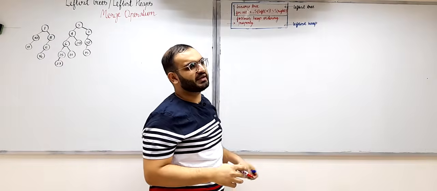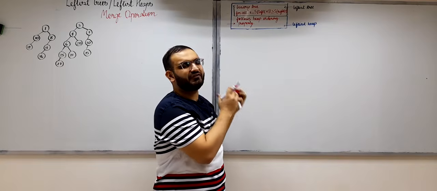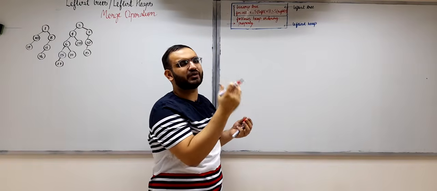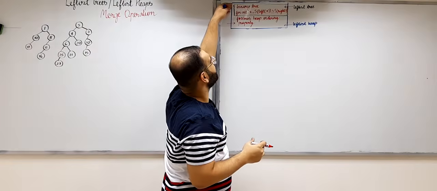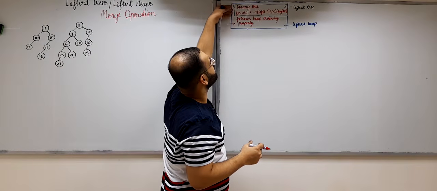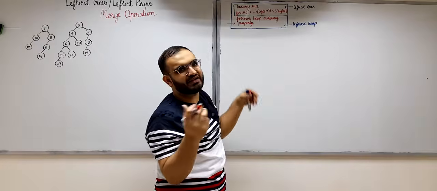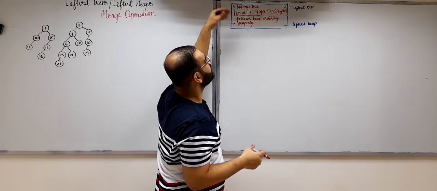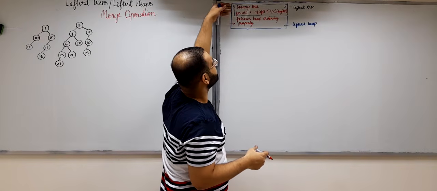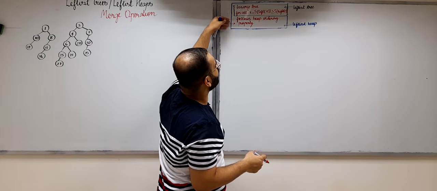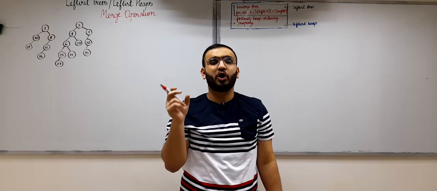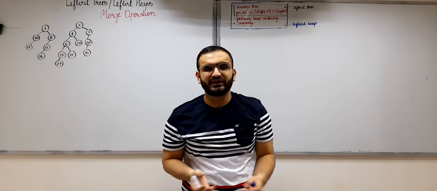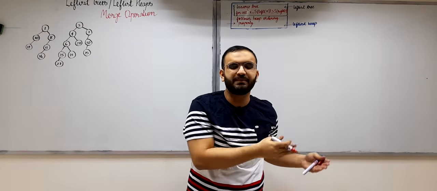for all nodes in a leftist tree, the S value of the left child is greater than or equal to the S value of the right child, right? Any binary tree which follows these two properties is known as a leftist tree. In addition to that, if it also follows the heap ordering property, which says that all nodes are greater than all its descendants in case of a max heap, it is a leftist heap.